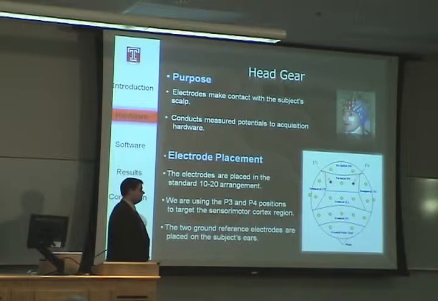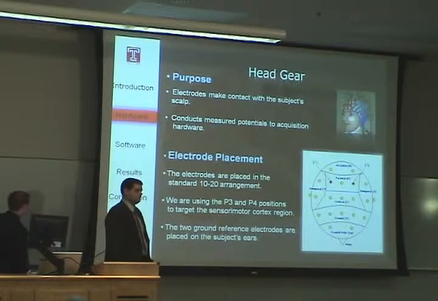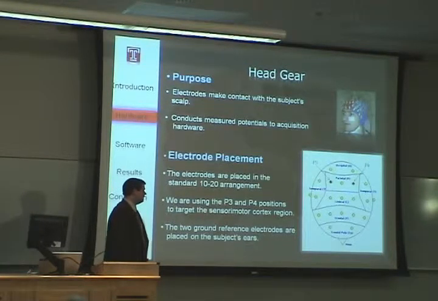The headgear, or the electrodes, are placed directly on the user's scalp, and this is required to conduct EEG signals back to the equipment. The electrode placement scheme that we're using is the standard 10-20 system. However, we are only using the P3 and P4 regions, which are shown here in the diagram. In addition to these 2 electrodes placed on the user's scalp, there are also 2 reference electrodes on the ears.